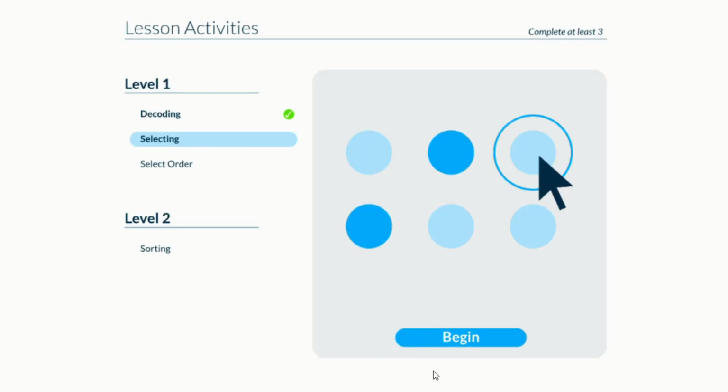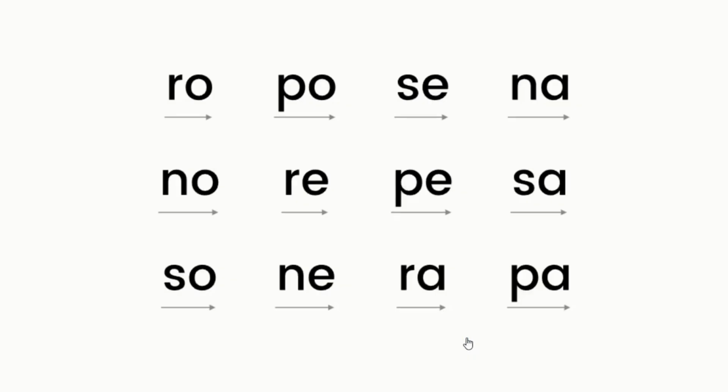Choose this activity to practice selecting letter group 3 slides. Select the slide that matches the sound you hear. Each slide uses letters from letter group 3. Re. Re. You got it.